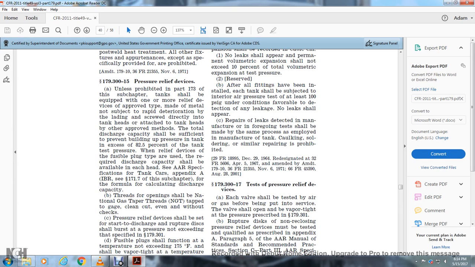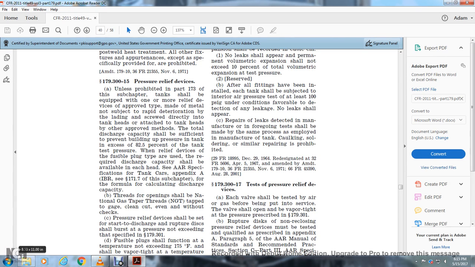179-315 Pressure relief devices. Unless prohibited by Part 173 of this subchapter, the tank shall be equipped with one or more relief devices. One or more relief devices shall be of approved type, made of metal not subject to rapid deterioration, fitting and screwing directly into the tank heads or attached to the tank heads by other approved methods. The total discharge capacity shall be sufficient to prevent the building up of pressure in excess of 82.5% of the tank test pressure.